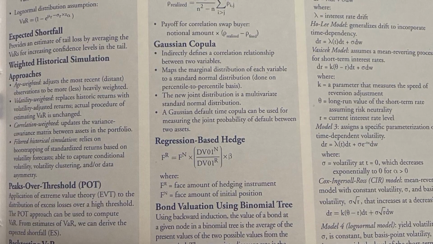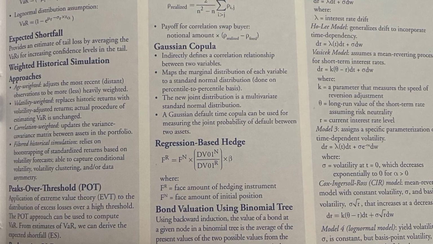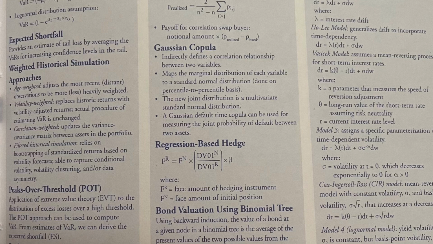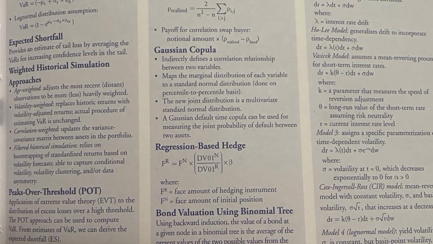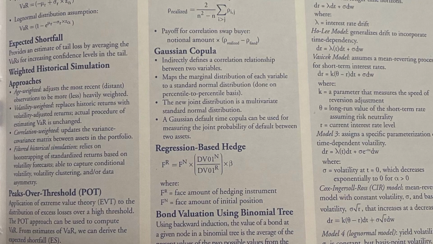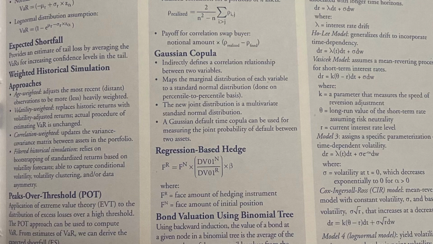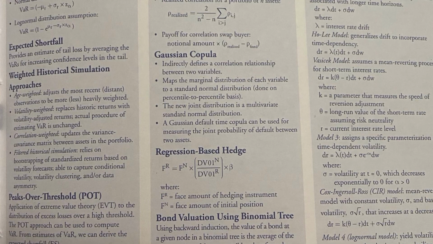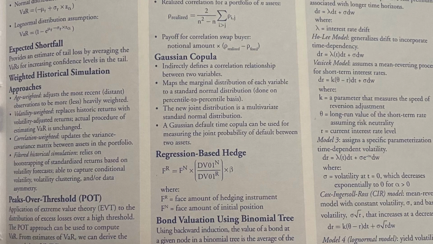What is volatility weighted historical simulation? It replaces the historical returns with volatility adjusted returns. The actual procedure for estimating VaR is unchanged. It's the same, just the volatility is weighted average. Correlation weighted historical simulation updates the variance covariance matrix between assets in the portfolio.